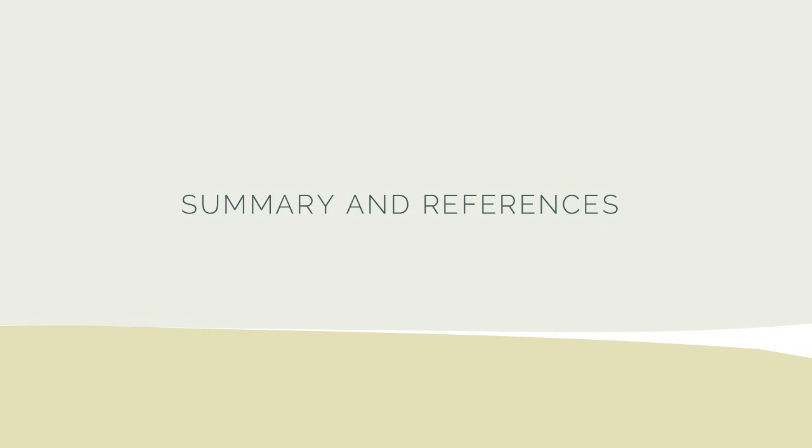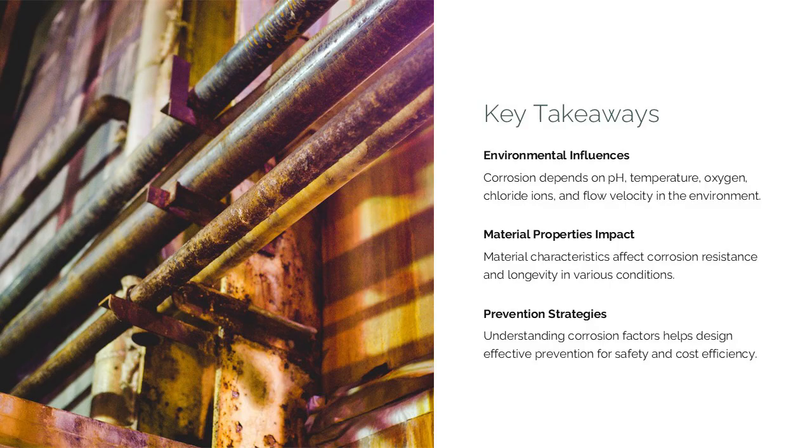Key takeaways and references. Corrosion is influenced by environmental factors and material properties. Understanding these helps us design effective prevention strategies for safety and cost efficiency. Corrosion is influenced by pH, temperature, oxygen, chloride ions, flow velocity, material properties, and environmental conditions. Understanding these factors enables engineers to design effective prevention strategies, ensuring safety, reliability, and cost efficiency in industrial applications.